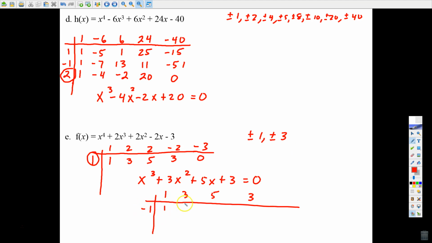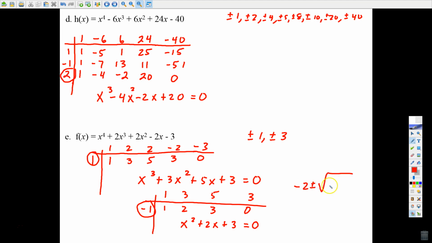Bring down the 1. Negative 1 plus 3 is 2. Negative 2 plus 5 is 3. Negative 3 plus 3. Sure enough, our other 0 is negative 1. So these numbers make a quadratic equation. Okay, and there are no factors of 3 that add up to 2. Can't factor it. So once again, we'll use either the quadratic formula or completing the square. So let's just do the formula.